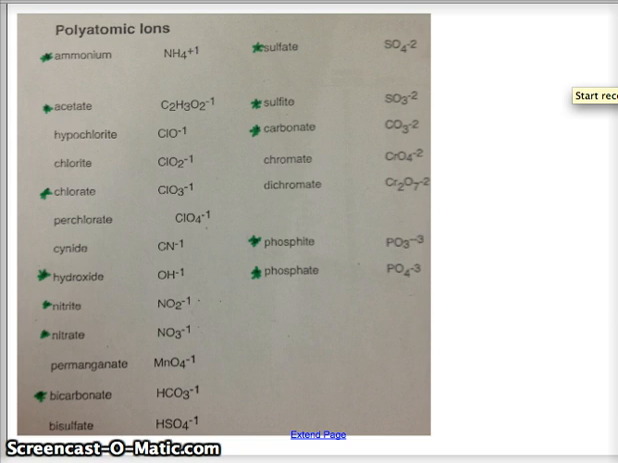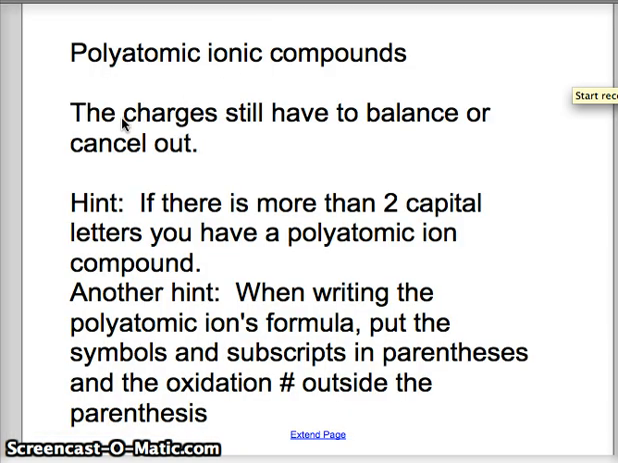Alright, so let me go over what a polyatomic ion is, or polyatomic ion compounds. The charges still have to balance out when you have a polyatomic ion compound. Okay? So here are some hints. If there are more than 2 capital letters, you have a polyatomic ion compound. I'll show you on the next page what that means.